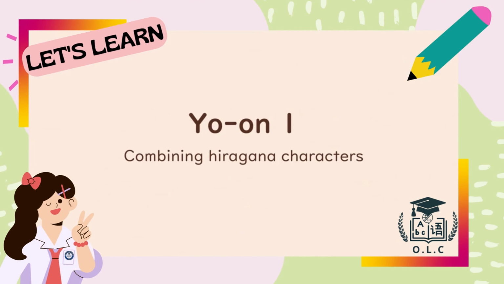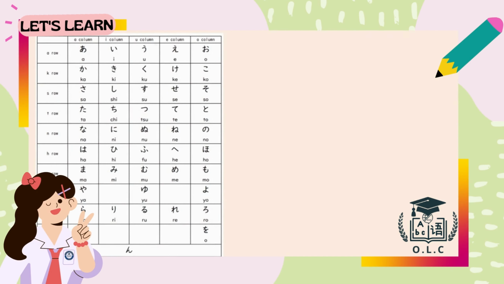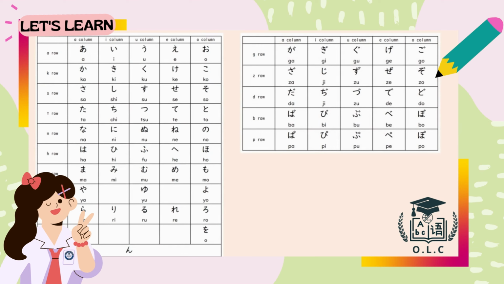Hi everyone and welcome to the first of 2 lessons on Yōon sounds. So far we have learned the 46 characters in Hiragana and the sounds of these characters. We then learned how we use DAKUTEN and HANDAKUTEN to form voiced and half-voiced sounds, and CHOUON.